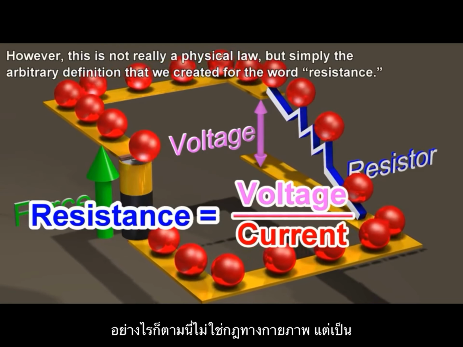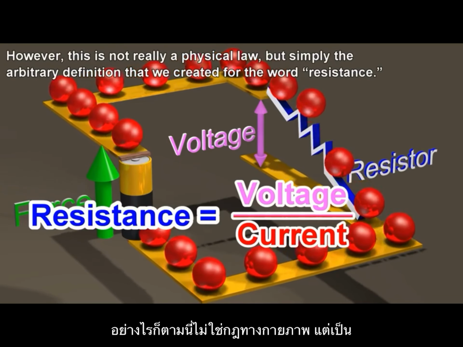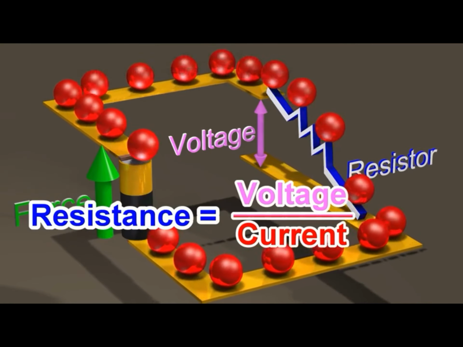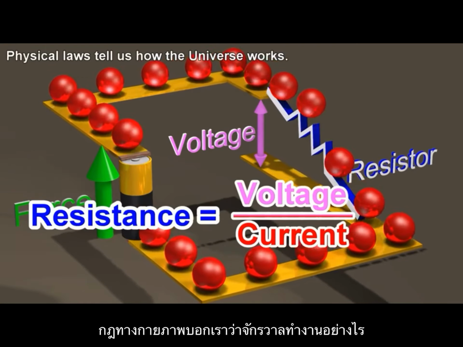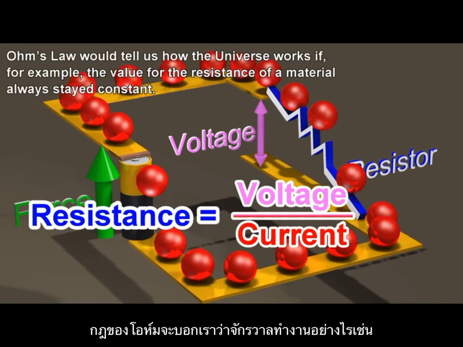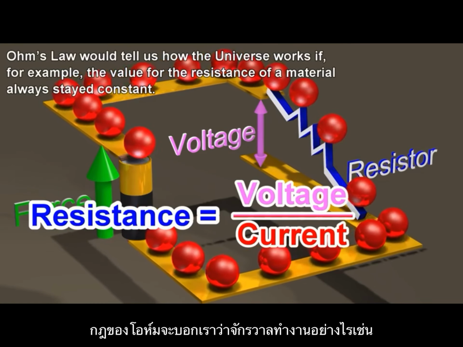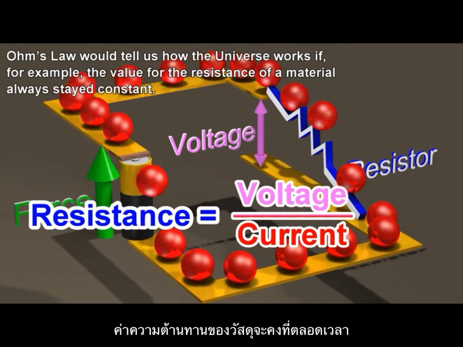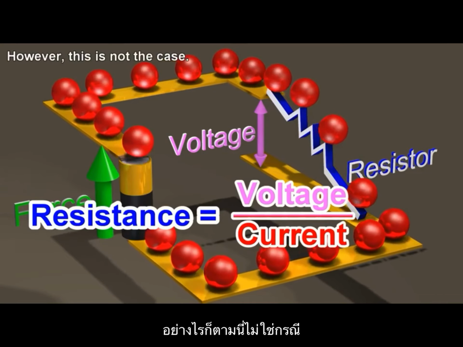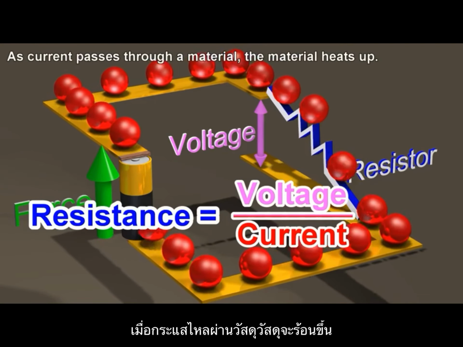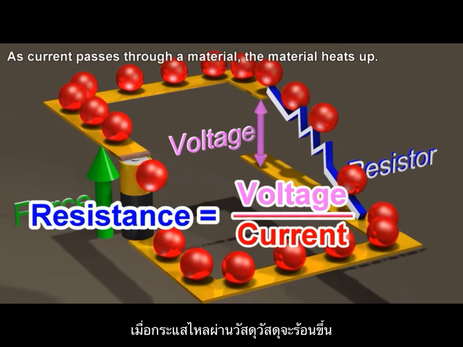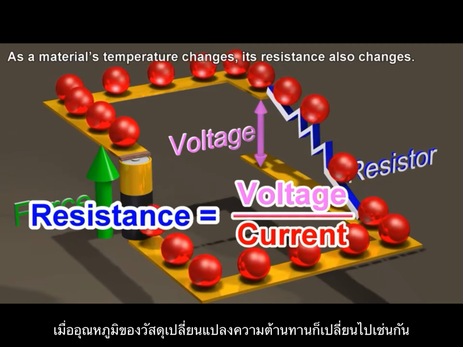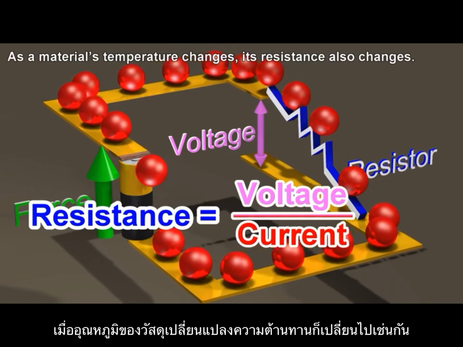However, this is not really a physical law, but simply the arbitrary definition that we created for the word resistance. Physical laws tell us how the universe works. Ohm's law would tell us how the universe works if, for example, the value for the resistance of a material always stayed constant. However, this is not the case. As current passes through a material, the material heats up. As a material's temperature changes, its resistance also changes.